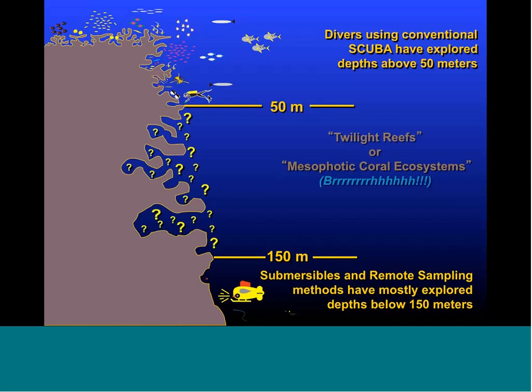So there's this whole area here which nobody really knows about, and that's what we call twilight reefs, or mesophotic coral ecosystems, a term coined by NOAA back in, I think, 2006 or 2008. They're generally characterized by a low light environment. So that's where photosynthesis is decreasing and being taken over by organisms that do not need to photosynthesize.